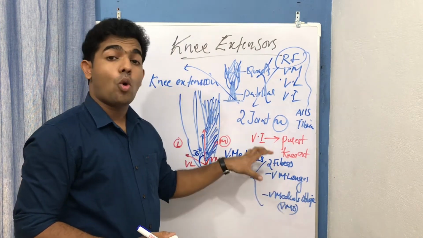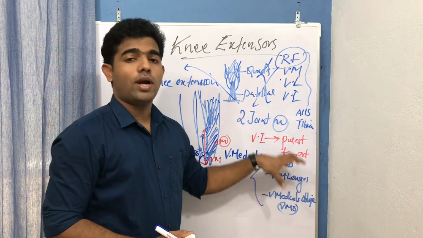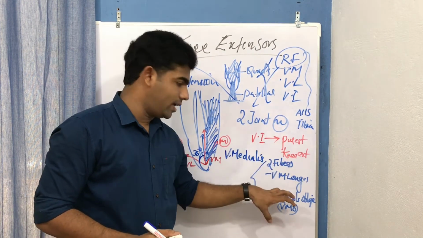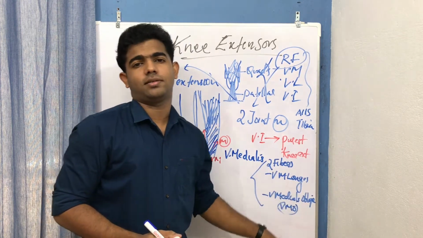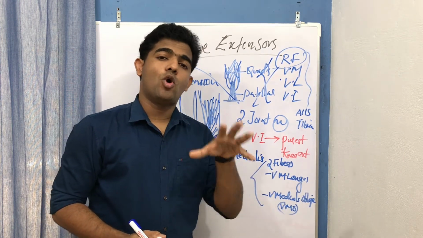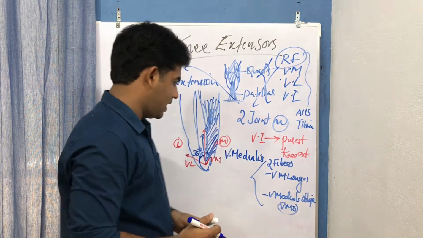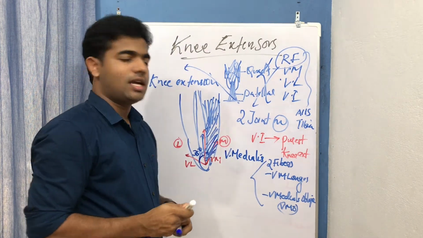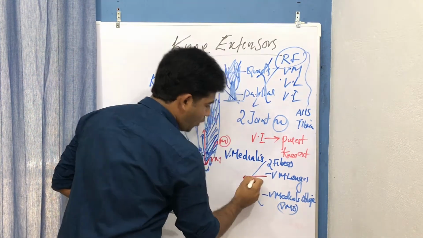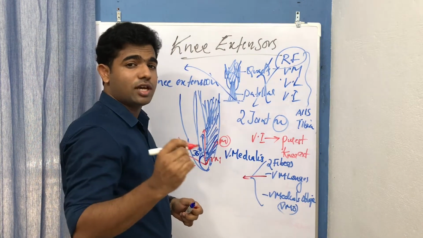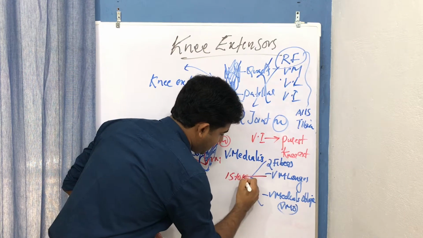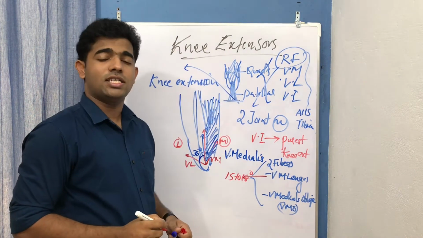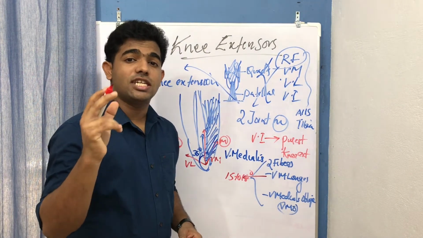More correctly, their orientation is different. One is longitudinal and another is oblique. Therefore, we call them vastus medialis longus and vastus medialis oblique. That is the VMO and VML. This in particular has an orientation of 15 to 18 degrees medially. That is 15 to 18 degrees medially.